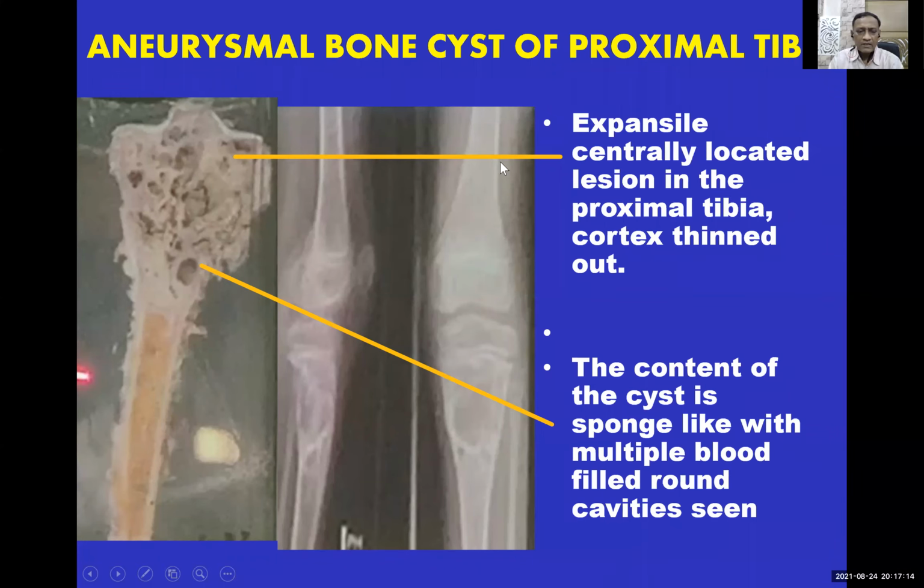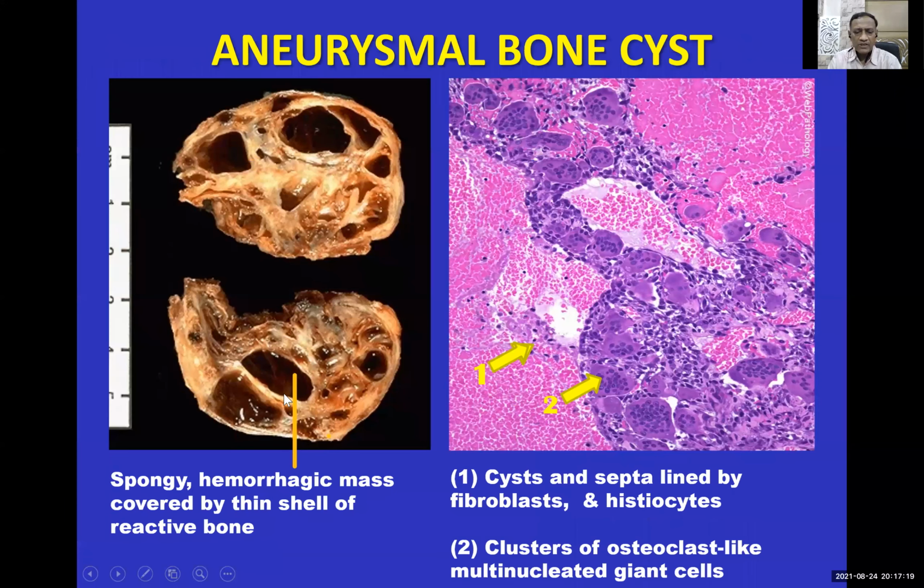This is another specimen of the giant aneurysmal bone cyst, which looks like a spongy, hemorrhagic mass covered by a thin shell of reactive bone. Histologically, it shows the cyst and septae lined by fibroblasts and histiocytes, and most important are the clusters of osteoclast-like multinucleated giant cells.